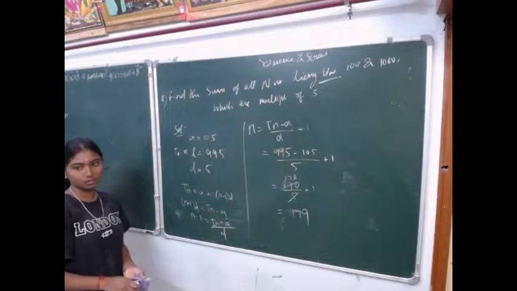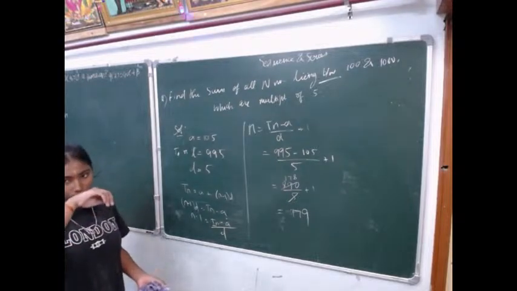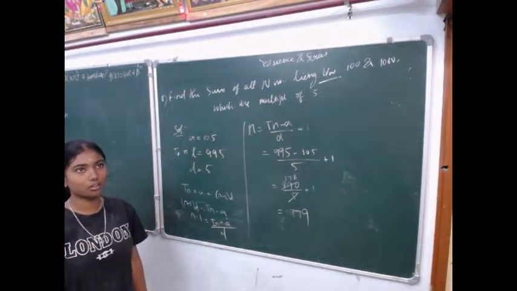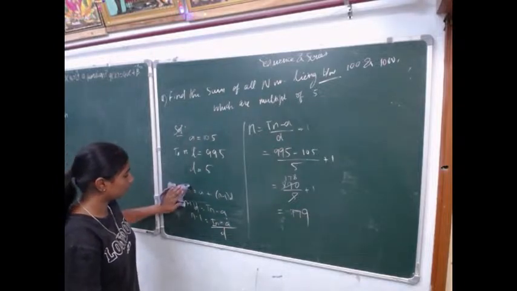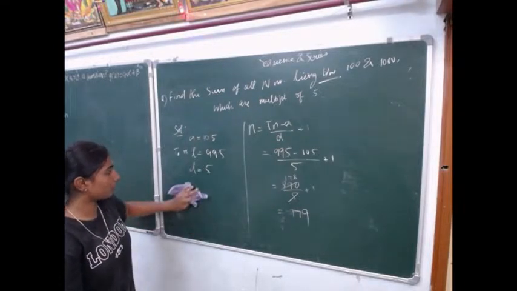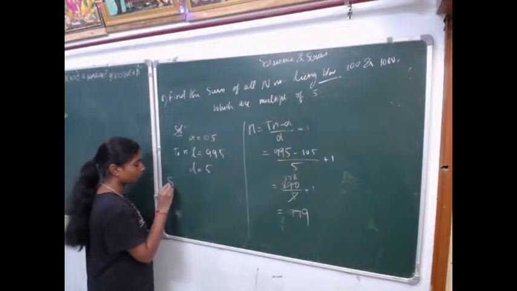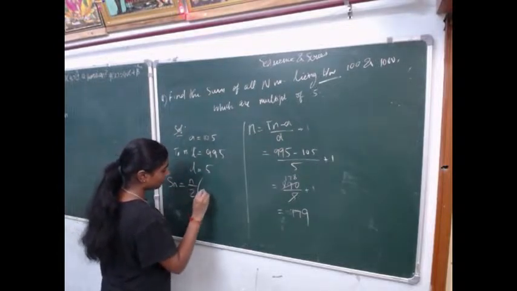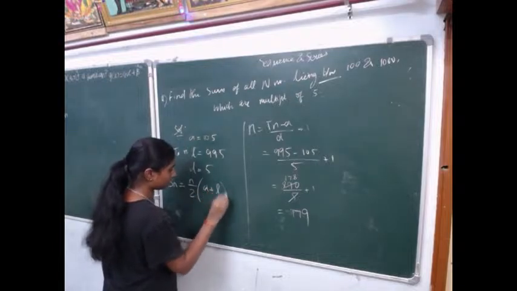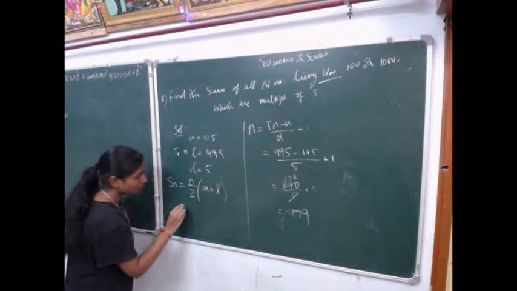Series. Sn is equal to n by 2 into 2A plus, last term you already got. Is it not? Write down that formula. Oh, N we did right. L we have got already, 995. So Sn is equal to n by 2 into (a plus l). Simply you can do with that. Good.